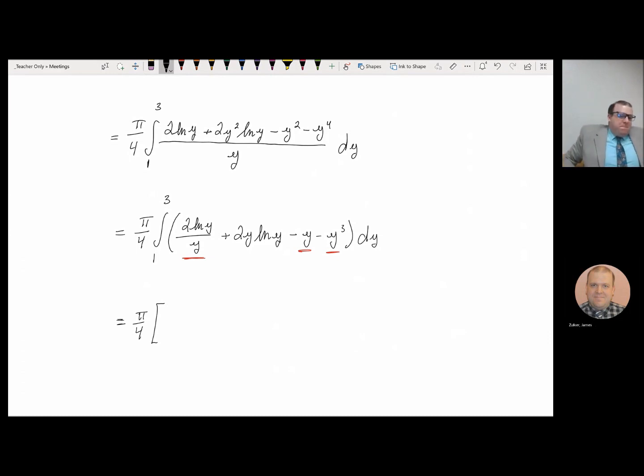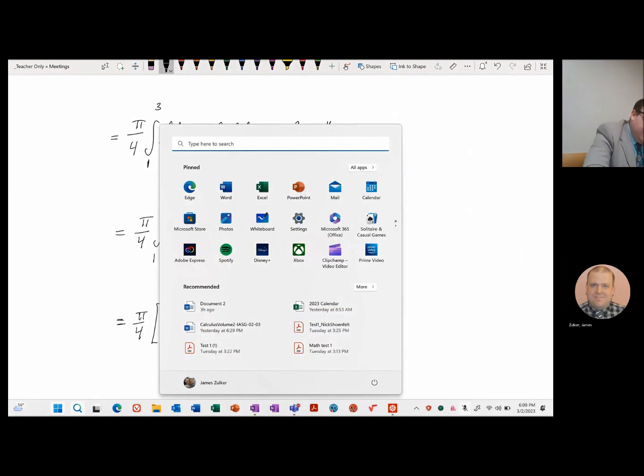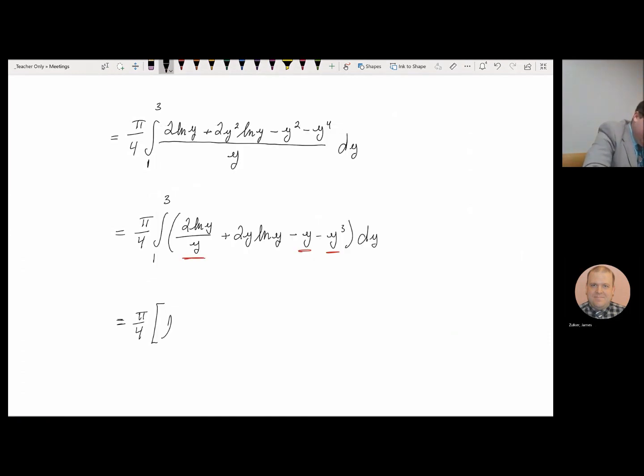Right. Antiderivative 2 log y over y. U sub, let u be log of y. What's du? 1 over y, right? This is just the integral of 2u, which is u squared, so it's log squared of y.